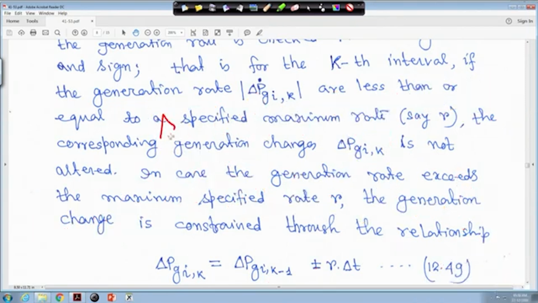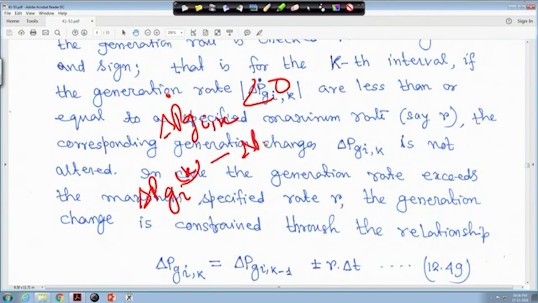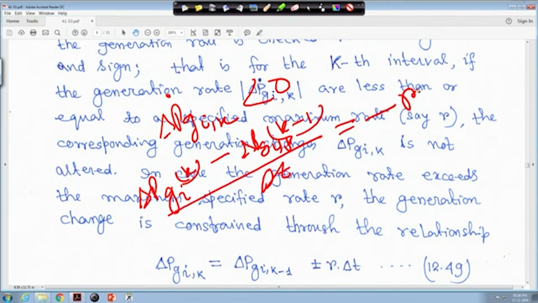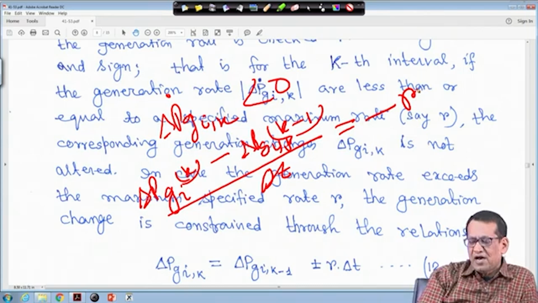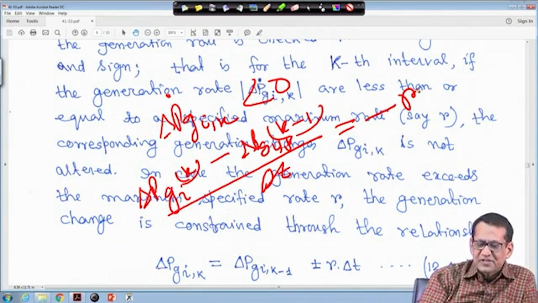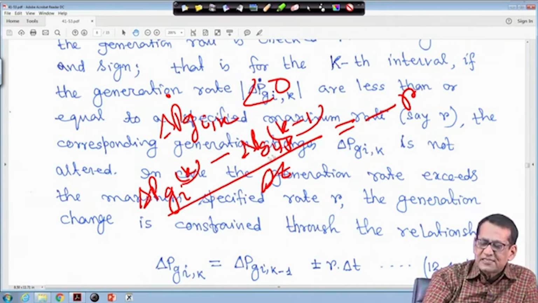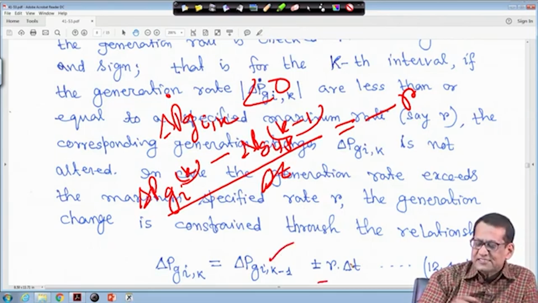If delta Pgi k dot is negative, less than 0, in that case delta Pgi k minus delta Pgi k minus 1, divided by delta t, is equal to minus r. So, for both increase and decrease rate we have taken the same r. In that case delta Pgi k will become delta Pgi k minus 1 minus r into delta t.